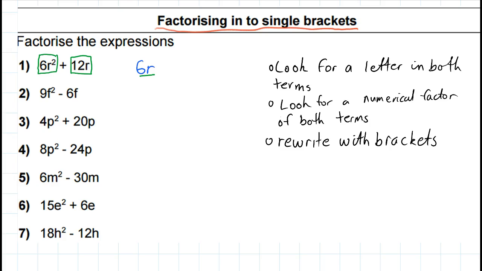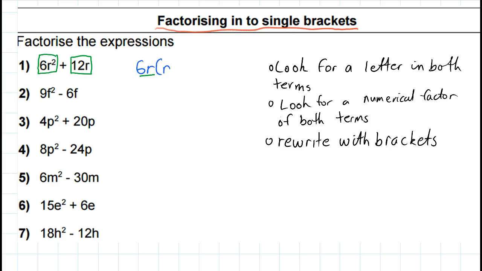Okay, then I draw my brackets like normal because I'm factorising and I want to chuck stuff back into the brackets. Then I look at my first term, 6r squared, and I've got r. I look at my rear term.